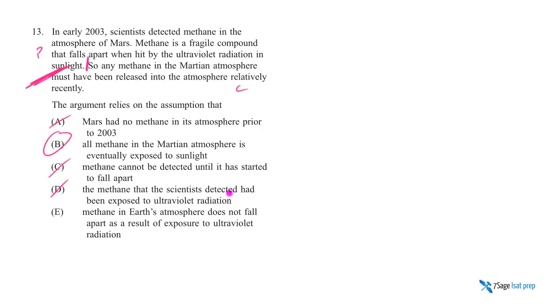D is saying that we detected fragments, clues or signs of methane, so we say there once was methane because now it's exposed and fallen apart. But if you negate D, that doesn't hurt our argument at all. Methane in Earth's atmosphere does not fall apart as a result of exposure. Okay, that could or could not be true. Don't really care. We're talking about Earth's atmosphere. If it's true, if it's false, I don't see how this could be relevant to the argument.